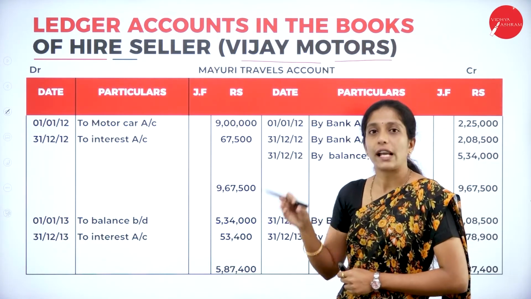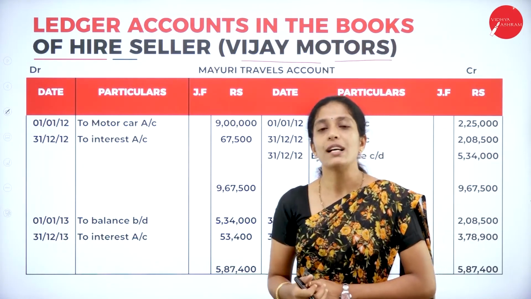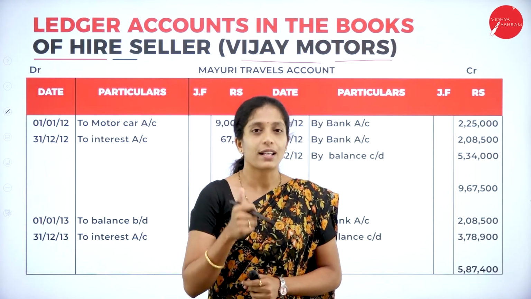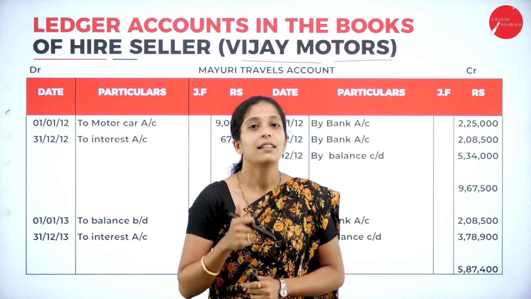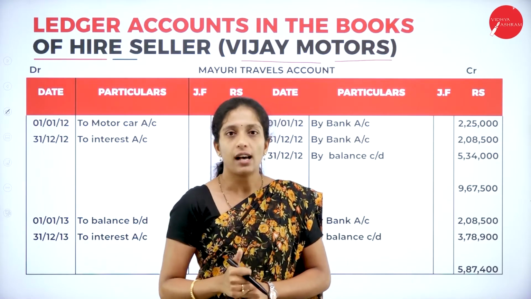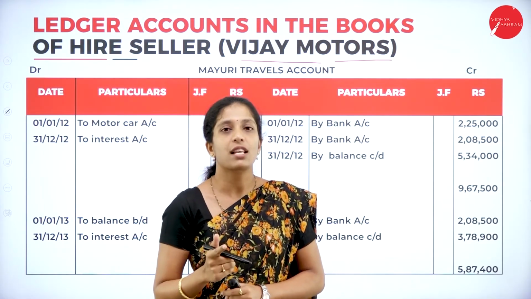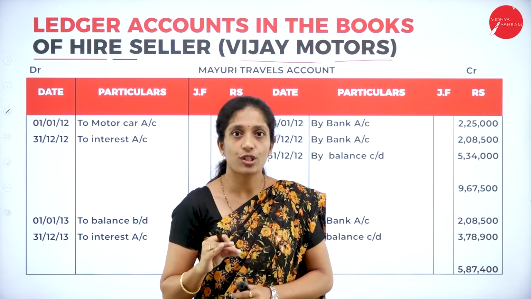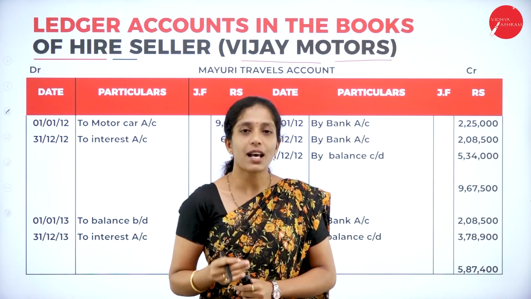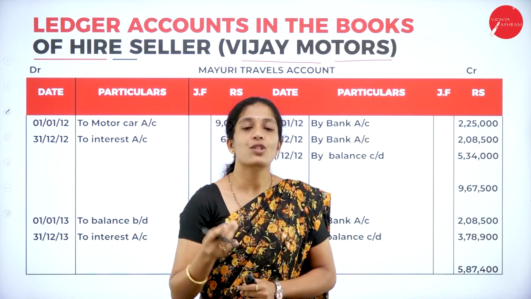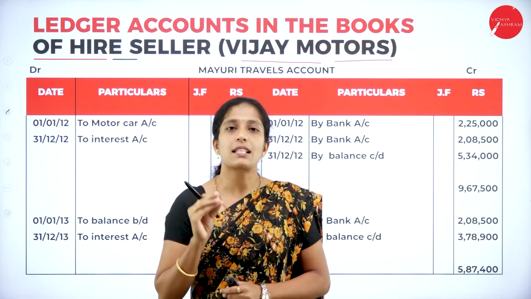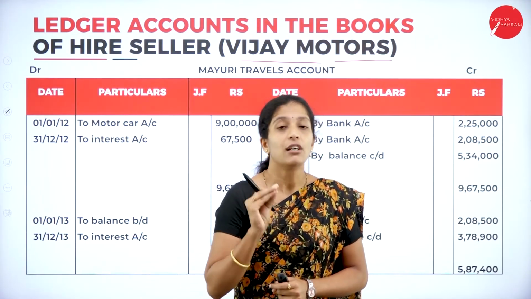In order to record the entries in the ledger account, you have to know the journal entries. Which is the first entry in the books of hire seller? That is for selling of the asset. Next, the second entry is for receiving the down payment. Third entry is for interest due. Fourth entry is for installment received. And the fifth entry is for transferring interest to profit and loss account. So these are the 5 entries which come in the first year.